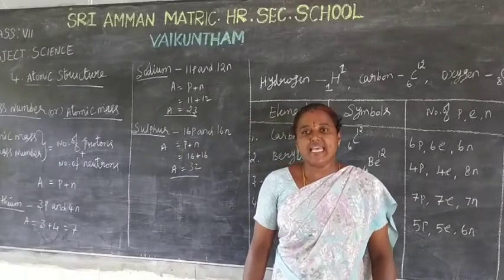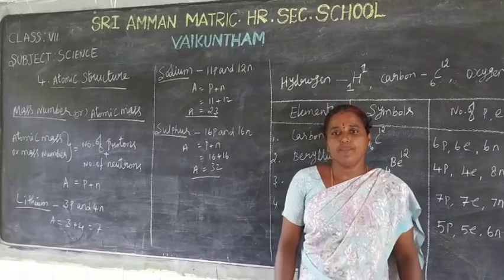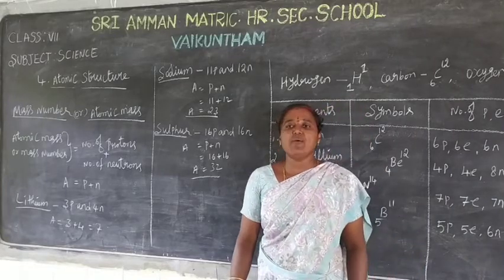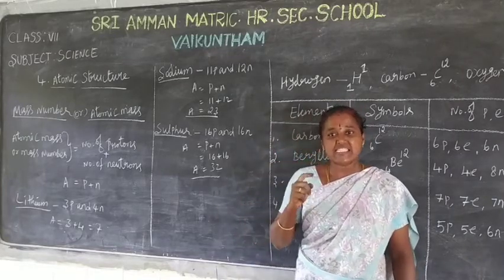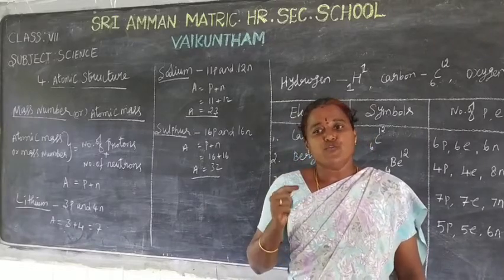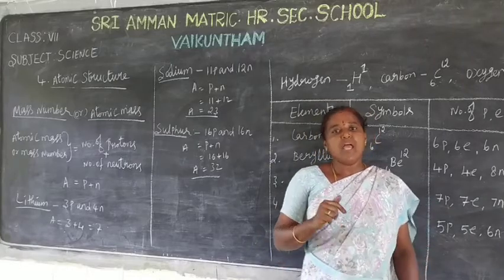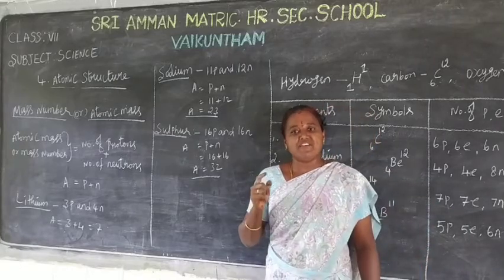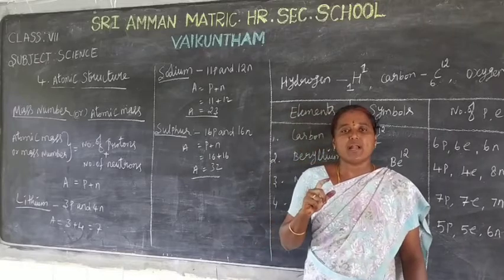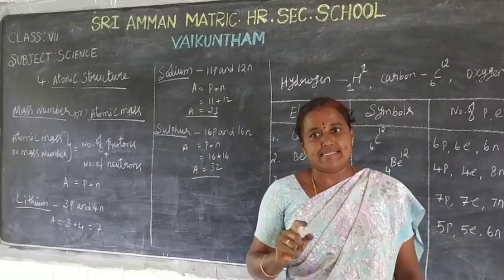Next we will see mass number or atomic mass. We have seen that the mass of an atom is concentrated in its nucleus. From this we can get the atomic mass number. Mass number is defined as the total number of protons and neutrons in the nucleus.